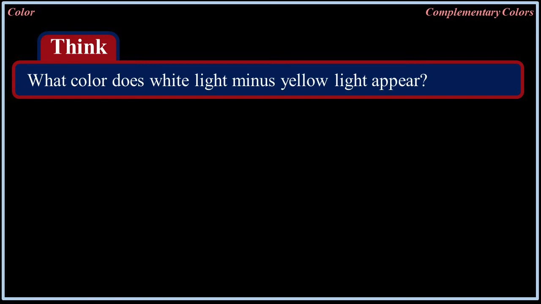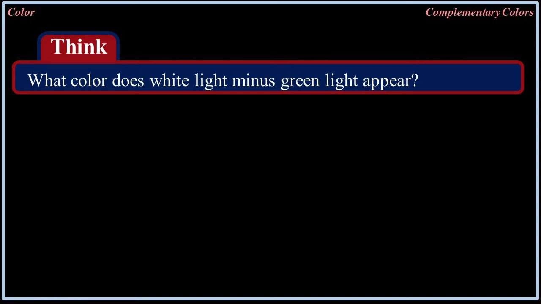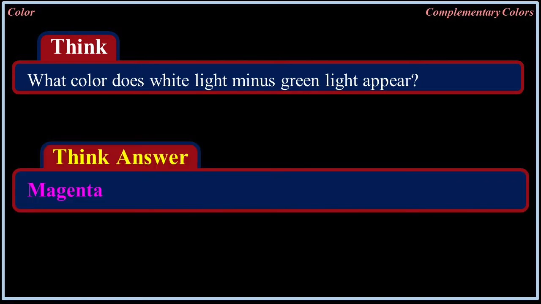What color does white light minus yellow light appear? Blue. What color does white light minus green light appear? Magenta.